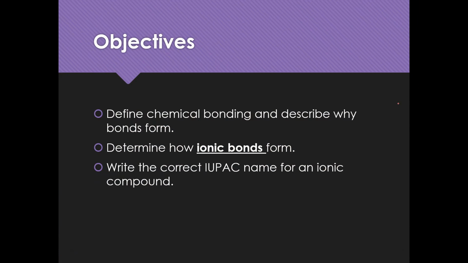So our goal here is to define what chemical bonding is, and specifically ionic bonds. Talk about how ionic bonds are formed, and then again, writing the correct name for ionic compounds. The terminology for the correct name is an IUPAC name, International Union of Pure and Applied Chemistry. That's the body of chemists that dictate the naming structure for chemical compounds.